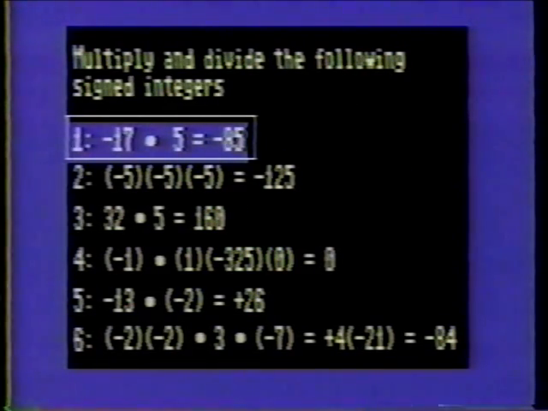Multiply and divide the following signed integers. Number 1. Negative 17 times 5 is negative 85.